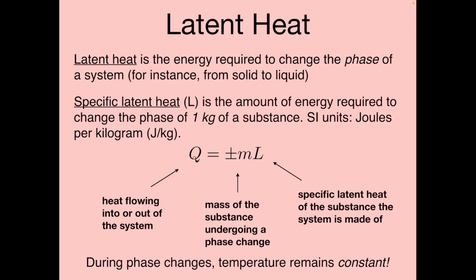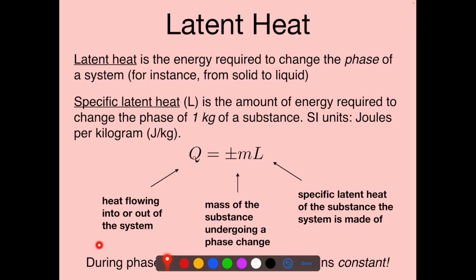So the units for specific latent heat are going to be joules per kilogram, because it's an amount of energy we need to change the phase of 1 kilogram of the substance. So the formula that we have here is Q is equal to plus or minus M times L. So what does this all mean?